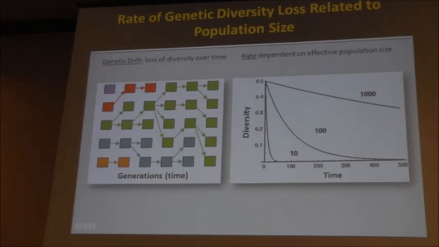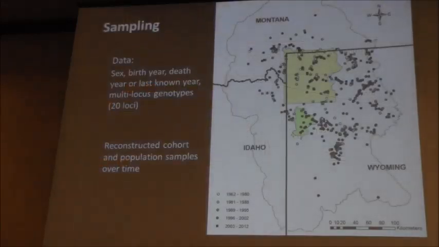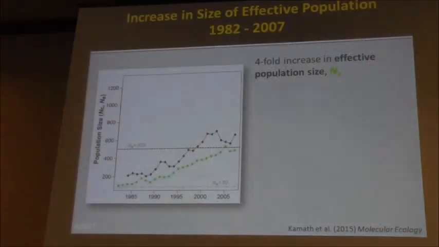What is really important is that the rate of loss is much less if you have a large population versus really small populations. So the rate of loss when you have 10 individuals in this example is really high, whereas if you have 1,000 individuals, the rate of genetic loss is much less. It will always be there as long as it's an isolated population. So our sample came from all over the ecosystem. Again, we had demographic data, sex, birth year, death year, and then we have the genotype information to go with it. And so we were actually able to reconstruct these cohorts and population samples over time.